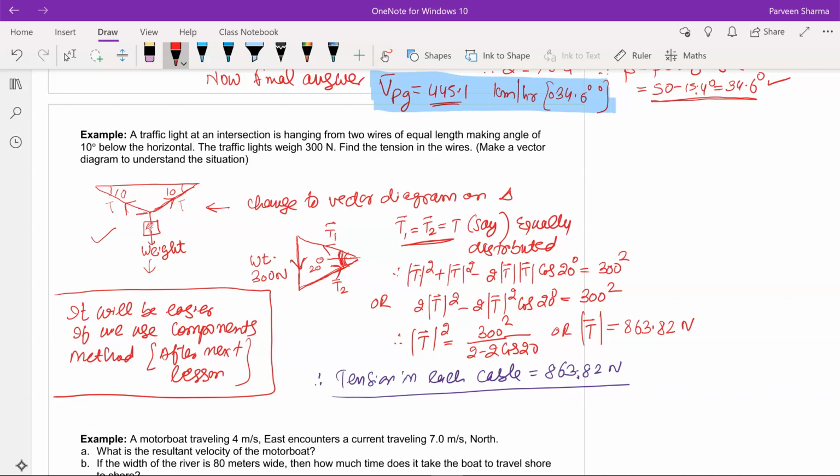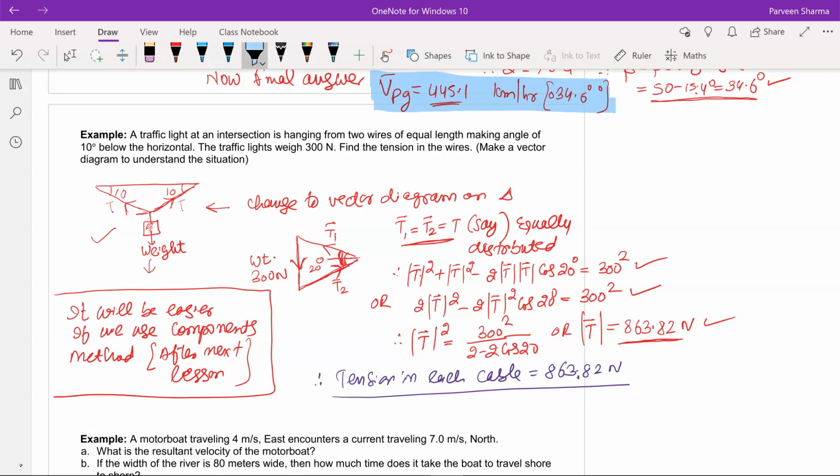So I can use cosine law again. I did T squared plus T squared minus 2 times T times T times cos 20. Anyway, I think you will understand how I did it. Simplify, isolate for T. The tension in each cable comes out to be 863.82 Newton. It's equal tension in this case because the strings are the same in length. The angle below the horizontal is the same, 10 degrees. Therefore, the tension in each cable has to be the same.